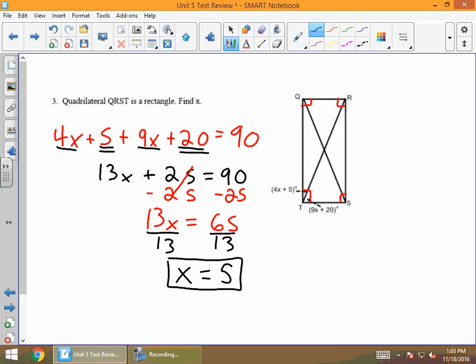So, are we done? Are you sure? I hear no. It says x. Did I find x? Then we are done. We don't have to go any further. We know we can plug it back in. You can always check yourself plugging it back in. But we got it right now. Found x. There it is.